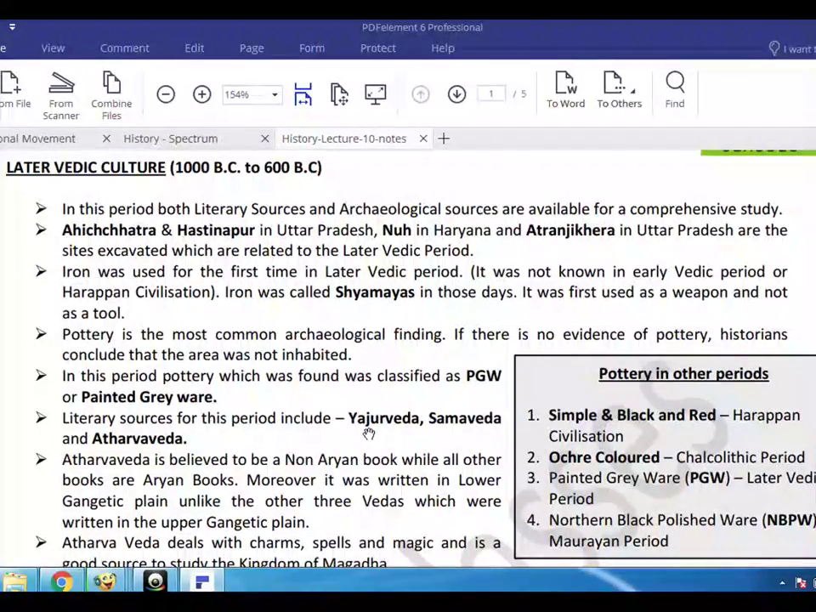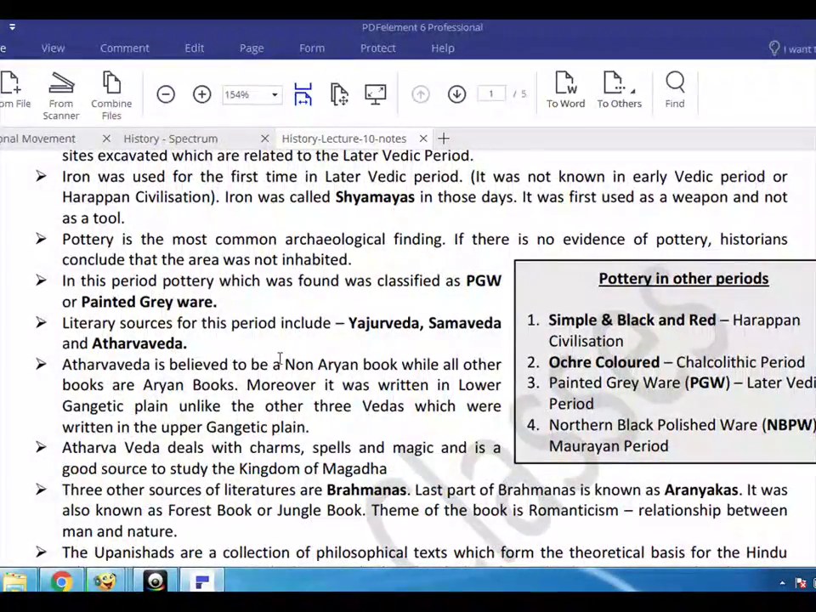Literary sources for this period include Yajurveda, Samaveda and Atharvaveda. Atharvaveda is believed to be a non-Aryan book while all other books are Aryan books. Moreover, it was written in the Lower Gangetic Plain, unlike the other three Vedas which were written in the Upper Gangetic Plain. Atharvaveda deals with charms, spells and magic and is a good source to study the kingdom of Magadha.